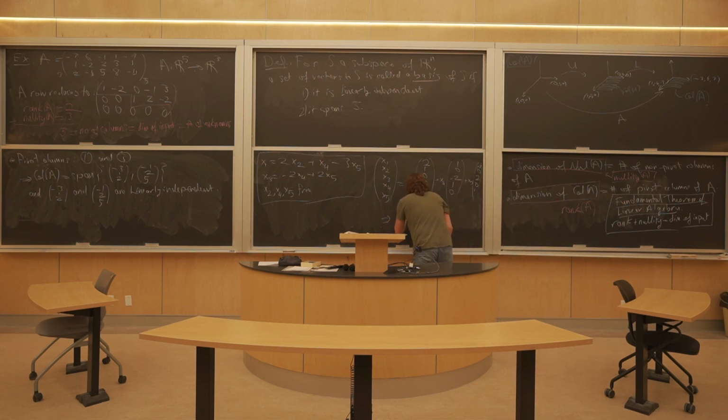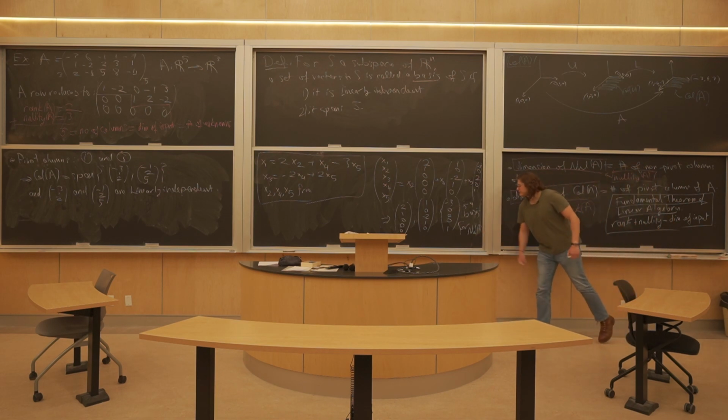So 2, 1, 0, 0, 0. 1, 0, minus 2, 1, 0. And minus 3, 0, 2, 0, 1 is a basis for null of A. It's three-dimensional. I get to display three vectors that span the subspace.